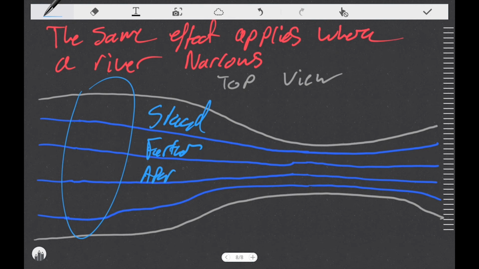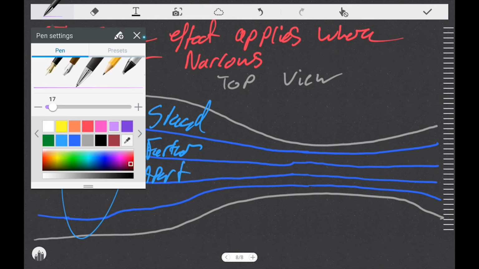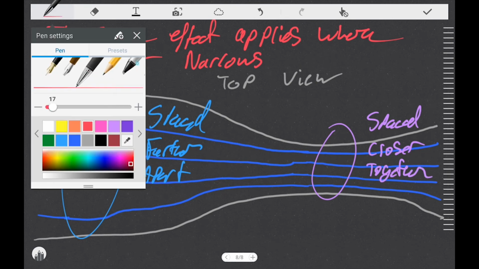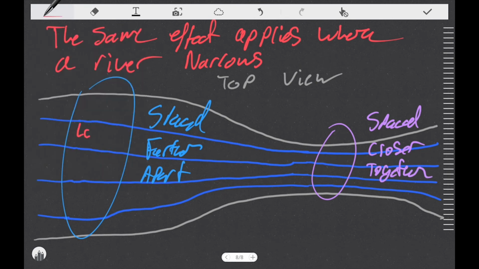And just like before, we're going to say that anywhere where we have streamlines that are getting closer together, we're going to expect that we have a high velocity flow. And when the streamlines are spaced farther apart, we're going to expect that we have a low velocity flow. So if you have an area where a river gets narrow, you can expect to see that the flow is going to speed up in that narrow stretch of the river.